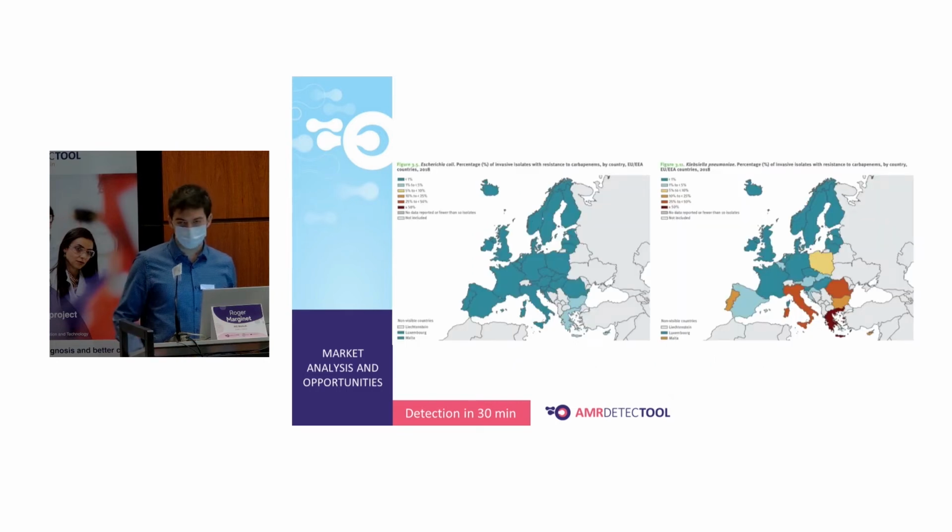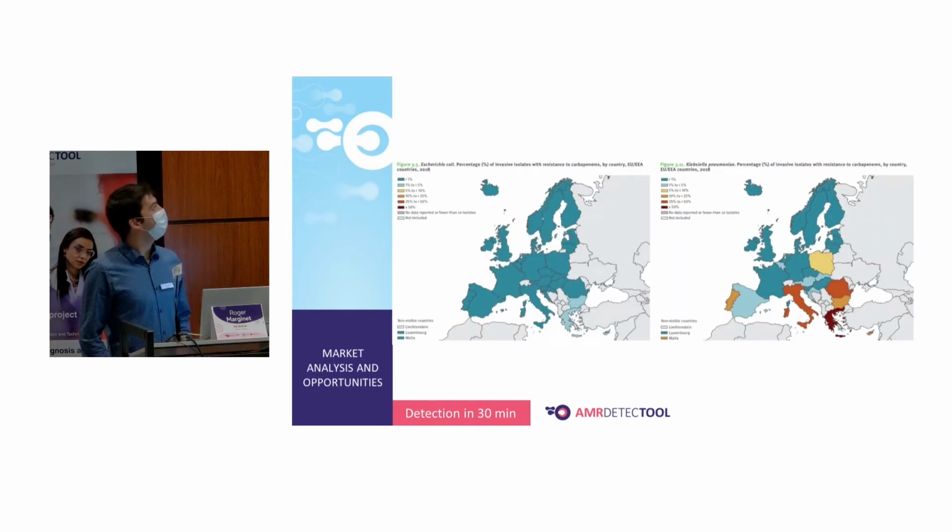Here are the maps that were shown by Jordi yesterday, showing in this case Escherichia coli and Klebsiella, the prevalence of resistance to carbapenems. As you can see, for Escherichia coli, the prevalence is low. For Klebsiella, it's higher, specifically for Italy and the eastern countries.